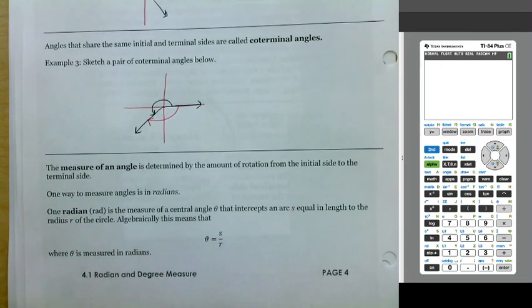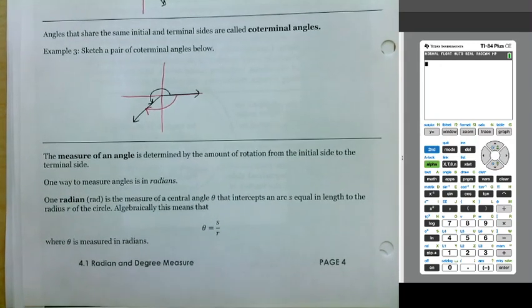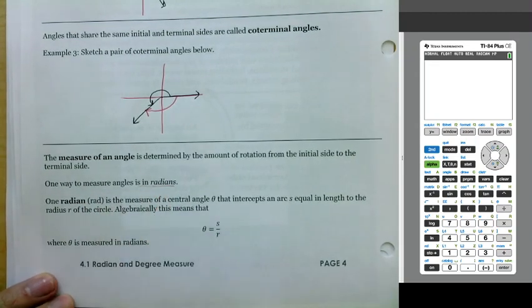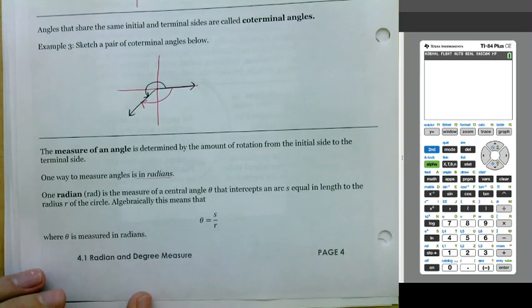Okay, moving right along. The measure of an angle is determined by the amount of rotation from the initial side to the terminal side. And typically we measure these angles in degrees. That's what you're all familiar with, but another way to measure these angles is in radians. All right, and let's define what a radian is.